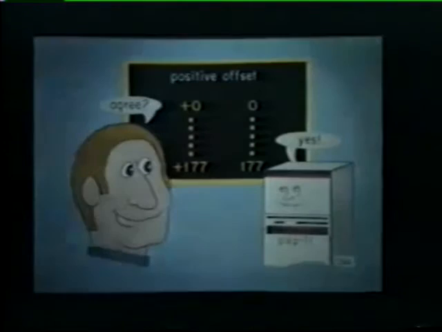When you, as a programmer, are dealing with positive offsets, it is very straightforward. You simply write the desired positive offset value, keeping in mind it must remain within the range of 0 to 177.